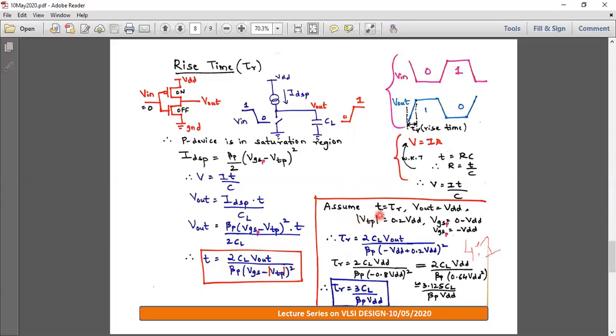Assuming T to be the rise time tau R and V out equals VDD. VTP, the threshold voltage for P, is negative, so it is represented as mod here. So VTP is 0.2 VDD and for VGSP, as you know, the input is 0. The gate of PMOS is connected to 0. The source is connected to VDD. So VGSP is minus VDD.